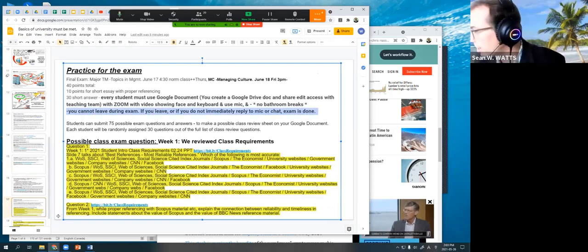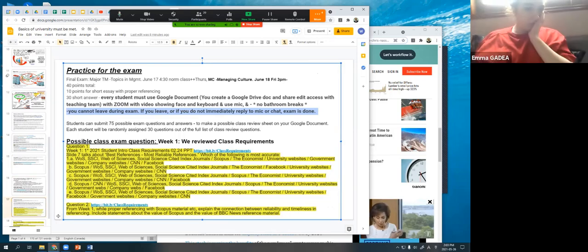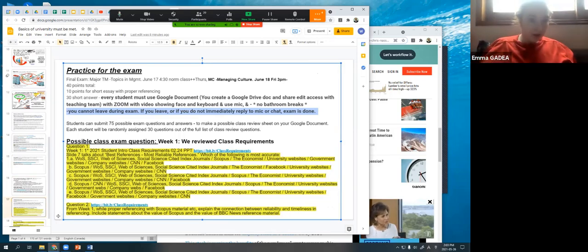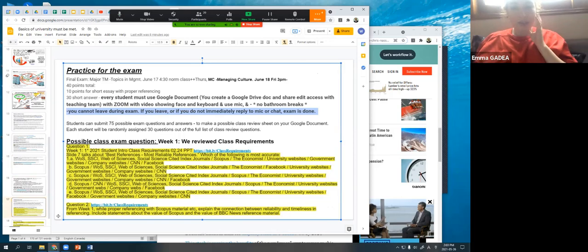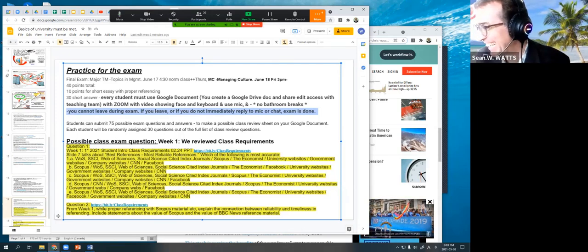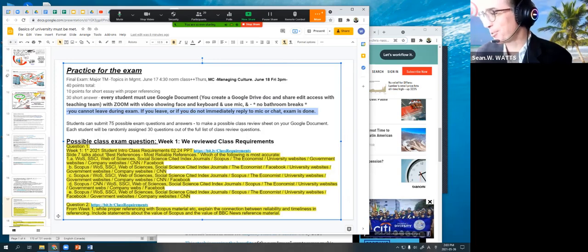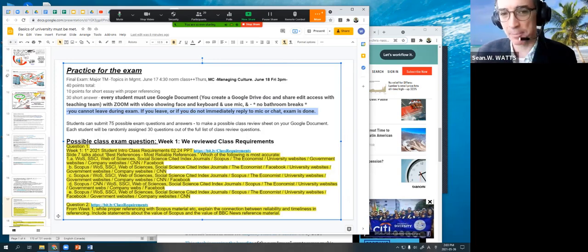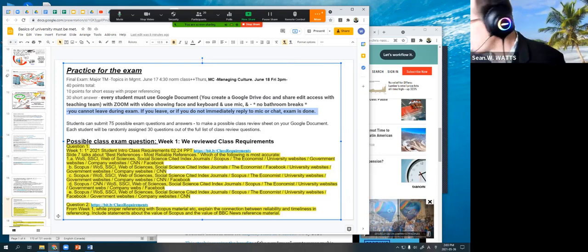Before you answer the questions, Zarnigo, Emma, can you read this? You cannot leave during exam. If you leave or if you do not immediately reply to Mike or chat, exam is done. Right. Understand? Make sure you're focused on the exam. If you're focused on other things, then you can't get any more marks with the class.